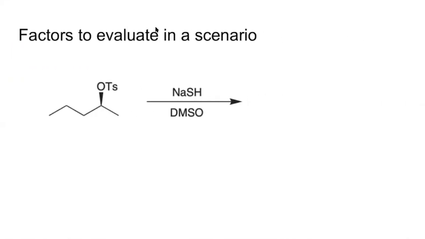So this is an example of a problem that you could expect to see in a 3570 homework assignment or especially on the exam. Sometimes they'll ask you to just predict the product, and sometimes they might ask you for the mechanism. So it's important to be able to know how to analyze all the factors given to you so that you can come up with the best possible answer.